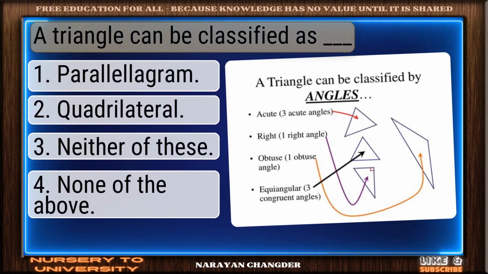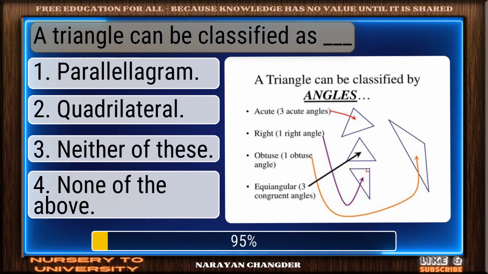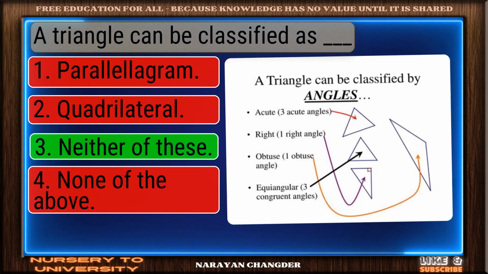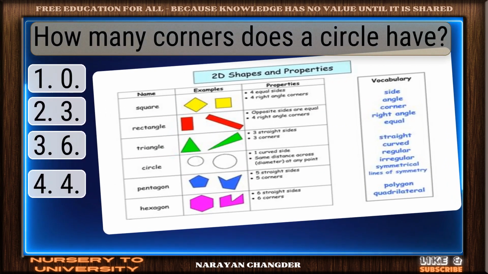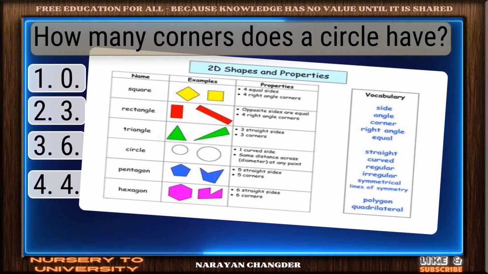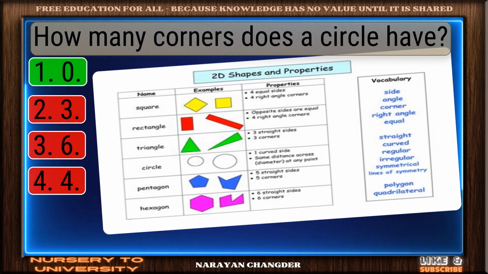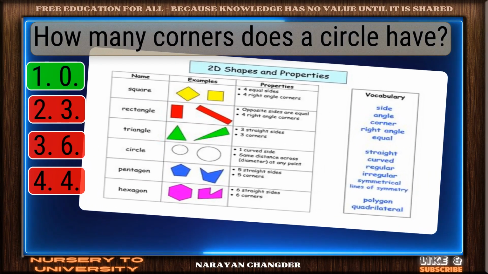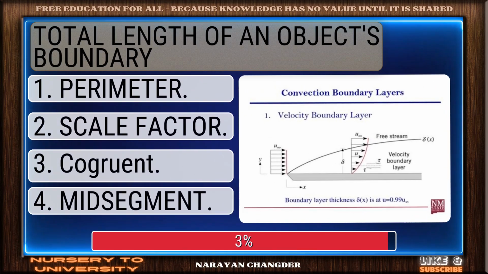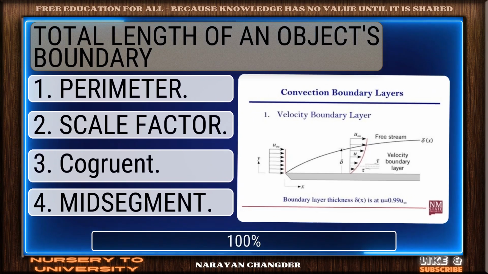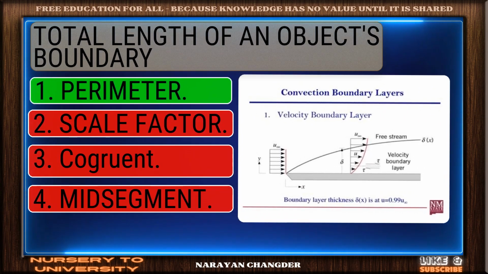Question number 235. A triangle can be classified as dash. Sharp thinking. Neither of these is the right choice. Question number 236. How many corners does a circle have? Excellent choice. Zero is the right answer. Question number 237. Total length of an object's boundary. Strong choice. Perimeter is the right answer.